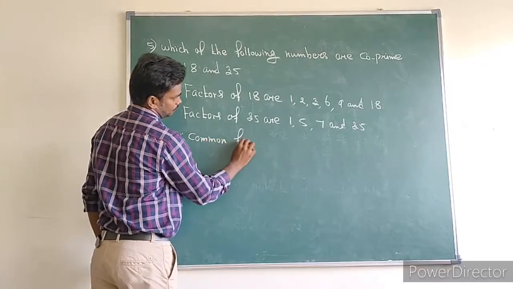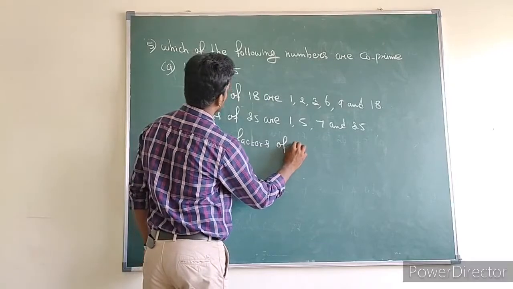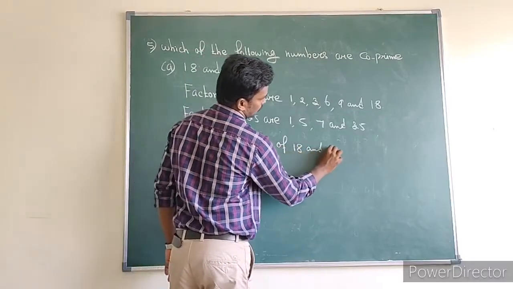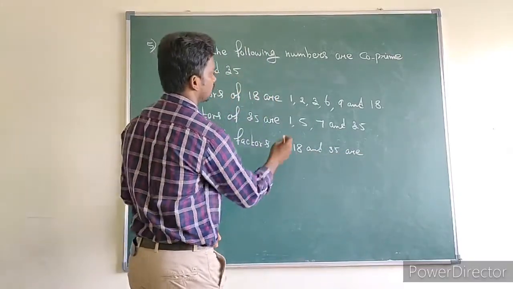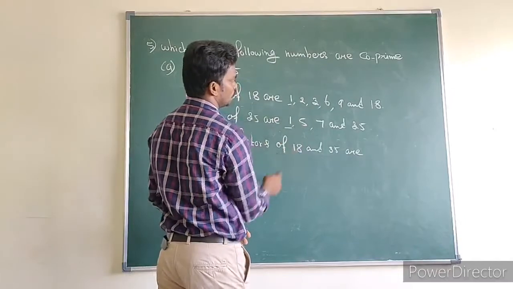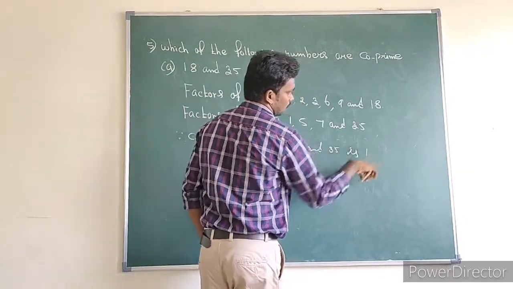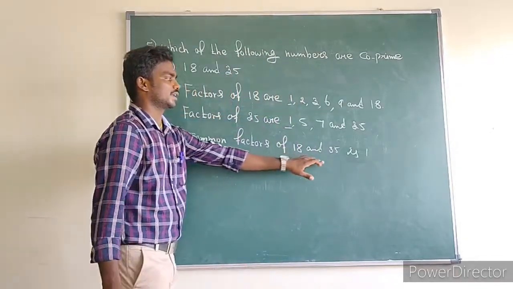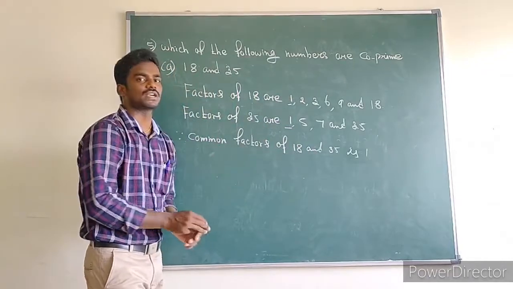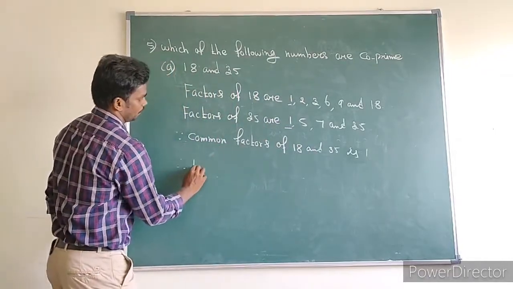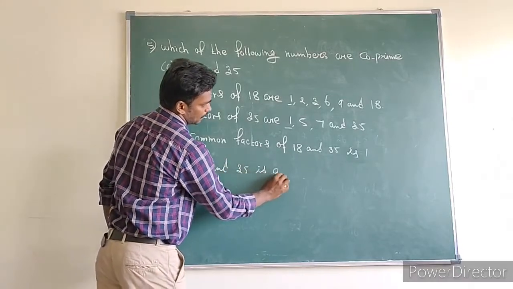Since we need the common factors of 18 and 35, what are the common factors of 18 and 35? So 1 is the common factor for these two. Any other common factor? No. So the common factor of 18 and 35 is 1. Two numbers having only 1 as the common factor means these two numbers are co-prime numbers. Therefore, 18 and 35 are co-prime numbers.